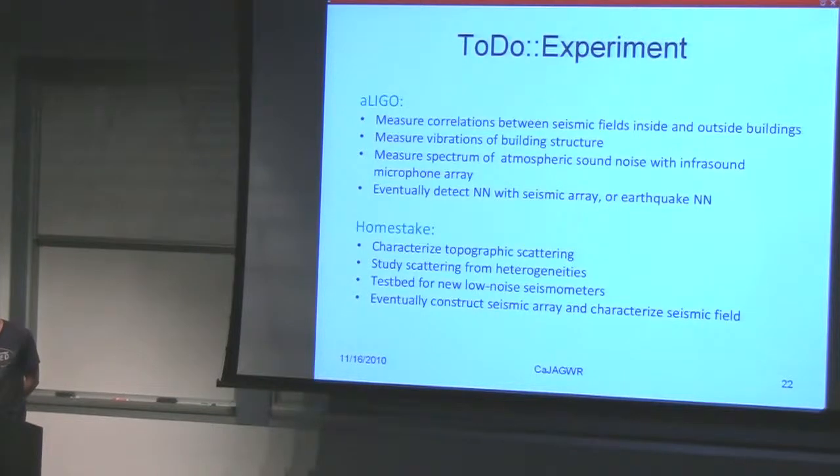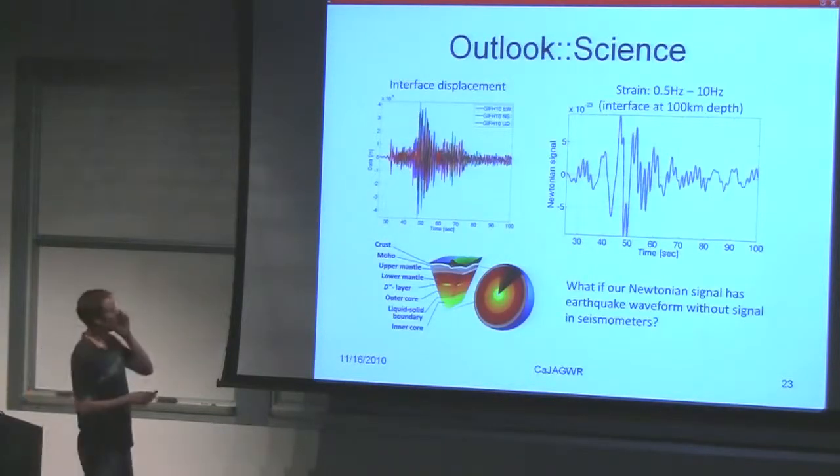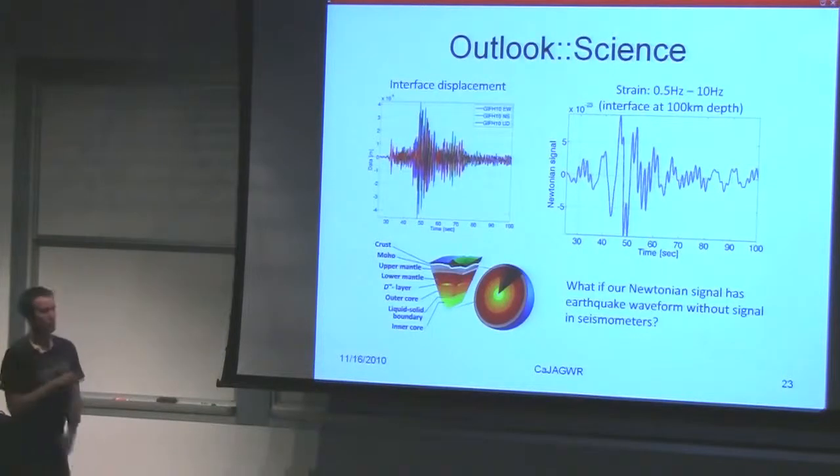Okay, so now my last slide, and I just calculated this yesterday, and I didn't fully appreciate what we will be able to do with third generation detectors. So imagine that our Newtonian noise signal shows up like this, but our seismometers don't show anything. What does it mean? What this means is that somewhere a seismic wave is propagating that never reaches the surface. So what can this be?